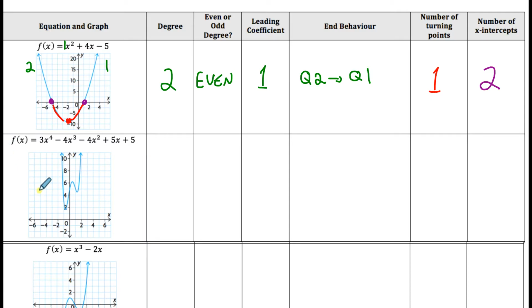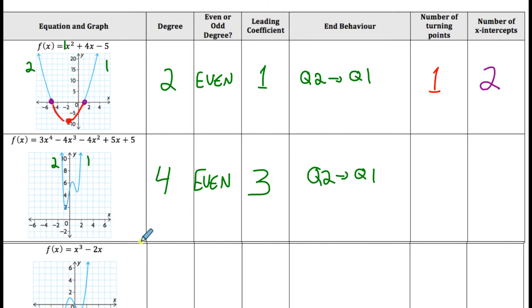Let's complete two more rows together, and then I'll get you to try the rest on your own. So row number 2, we have a degree 4 function. So it's another even degree polynomial function. Its leading coefficient, so the coefficient of the highest degree term, is 3. So positive leading coefficient, even degree polynomial, tells us that it's going to have an end behavior the same as the first row, Q2 to Q1. And if we look, yes, it starts in quadrant 2, finishes in quadrant 1.